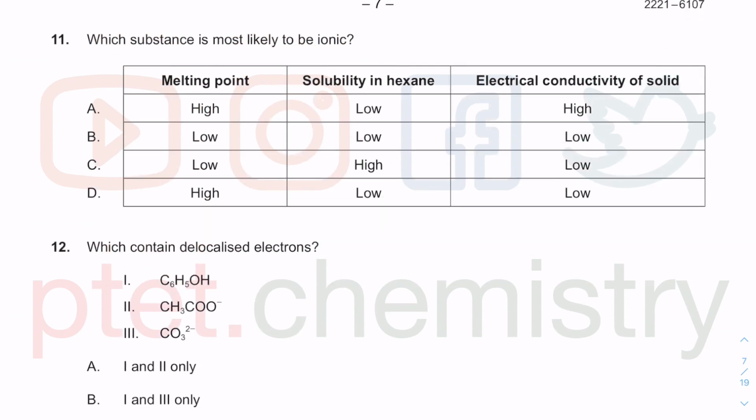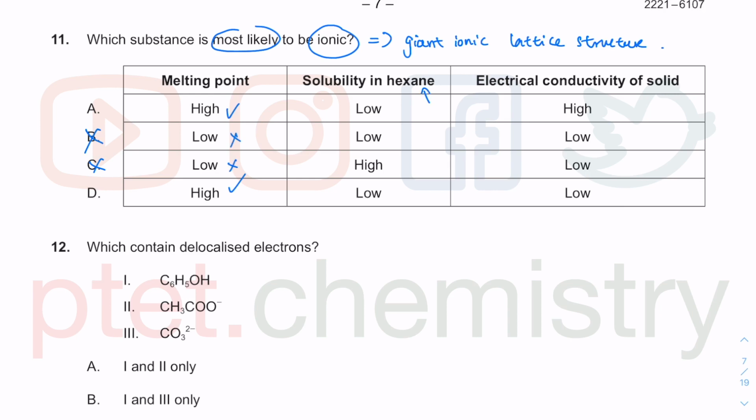Question 11, we are looking at something which is most likely to be ionic. We know that ionic compound has a giant ionic lattice structure, and as a result of that, you will have a high melting and boiling point. Having said that, B and C is definitely wrong based on the melting point. And then we're looking at solubility in hexane. Hexane is a non-polar covalent molecule. So we are looking at an ionic compound which is going to be insoluble or low solubility in hexane.